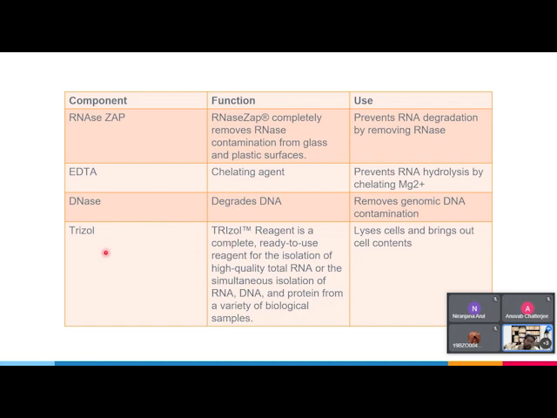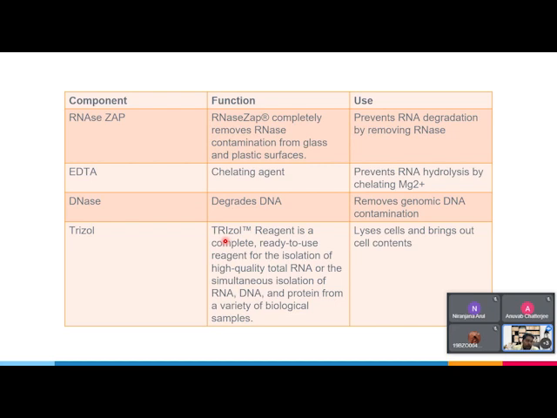And then you have something known as Trizol. Trizol is very important in these kinds of preps. Trizol is a ready-to-use reagent for isolation of high quality total RNA, or RNA, DNA and protein, from a variety of sites. What is Trizol? It is nothing very fancy. It is a solution in which you put your cells, and first it lyses the cell. It completely disrupts the cell and brings everything out.